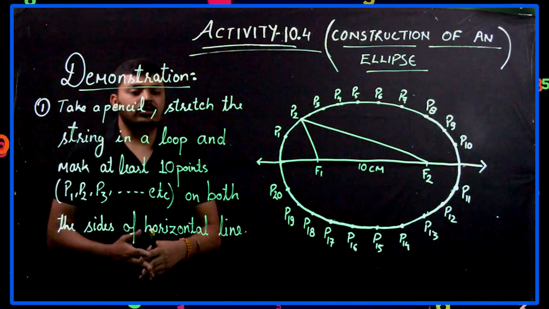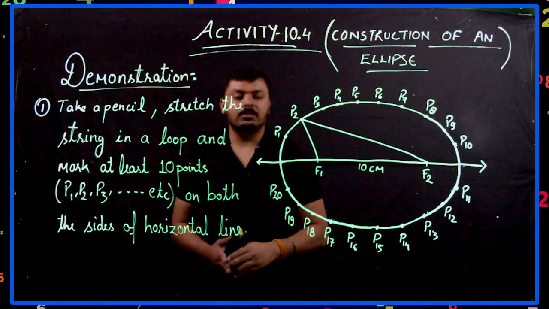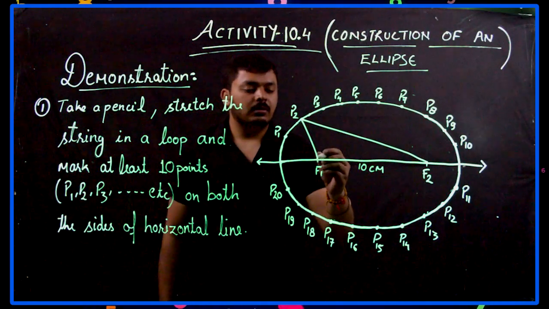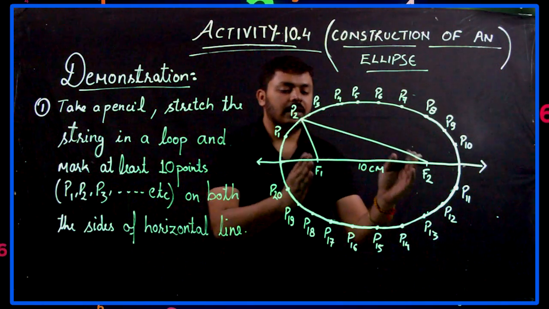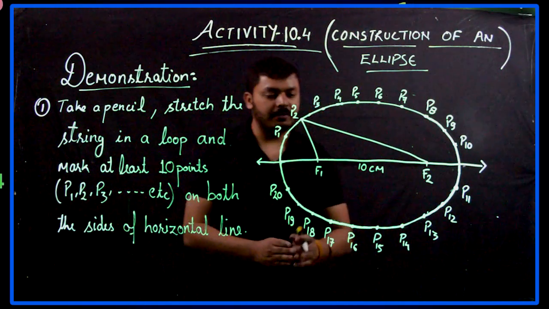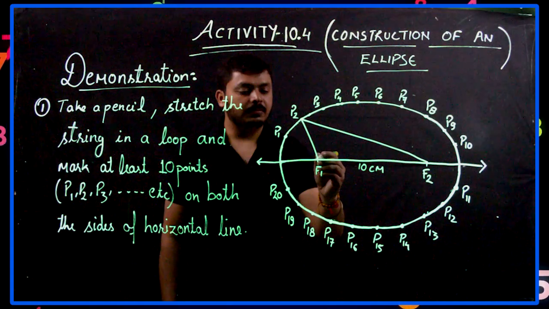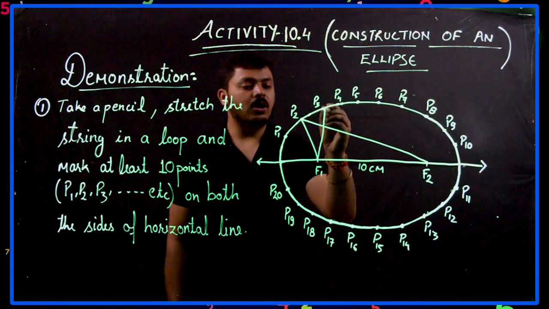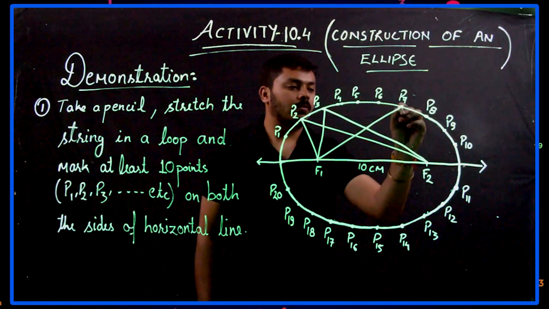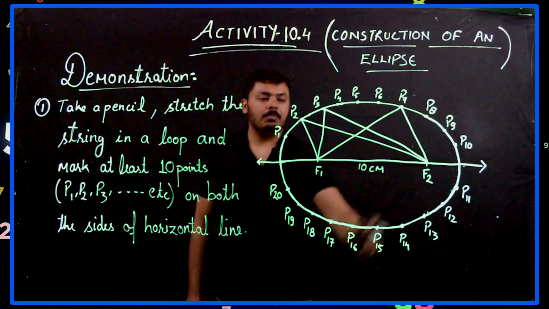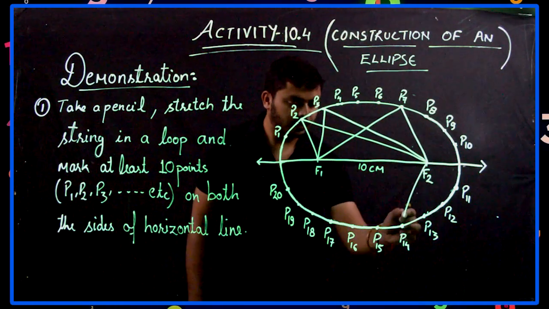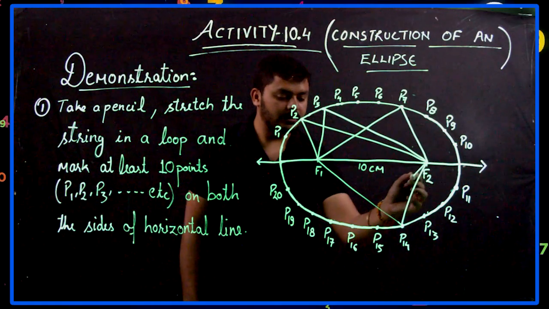So as you can see here, students, we have marked the 10 points by stretching the string with the help of a pencil, as the string is of length more than the distance between the points F1 and F2. So when we stretch without leaving a slack in between, we get points from P1 to P20.